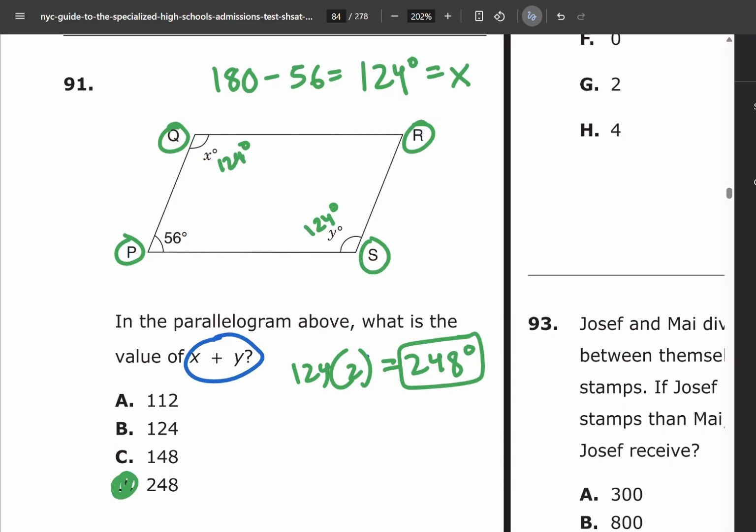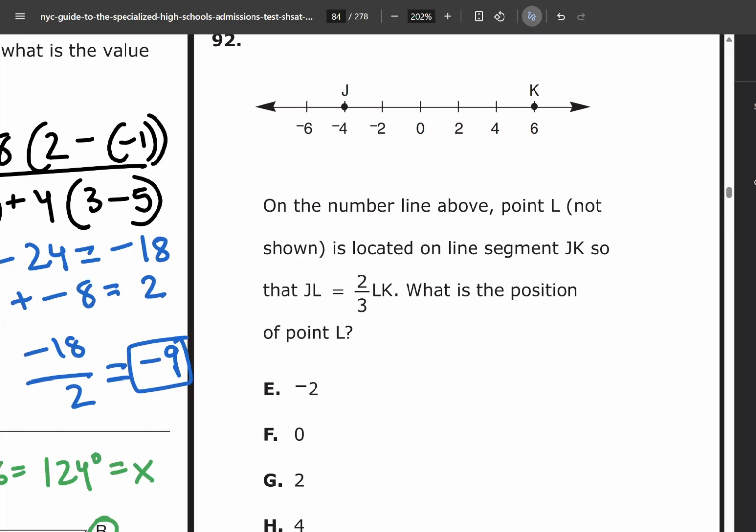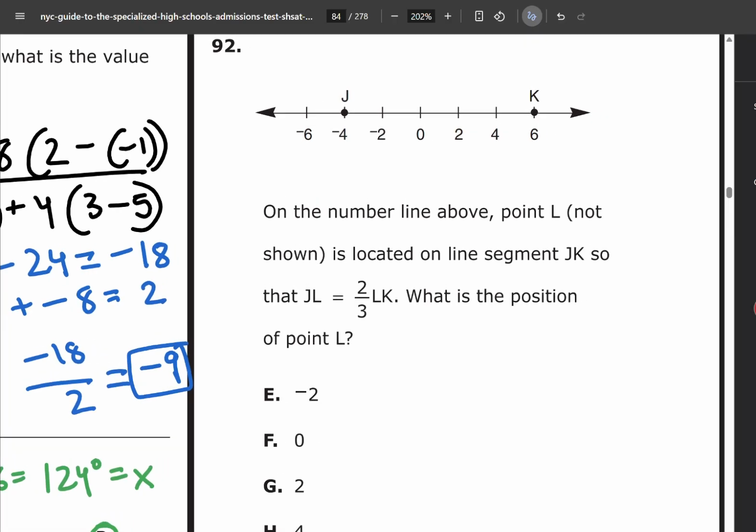Okay, hopefully that makes sense so far. Let's keep going. Ooh, okay, this is a good problem. So, on the number line above, point L, not shown, is located on line segment JK, so that JL is equal to 2/3 of LK. What is the position of point L?